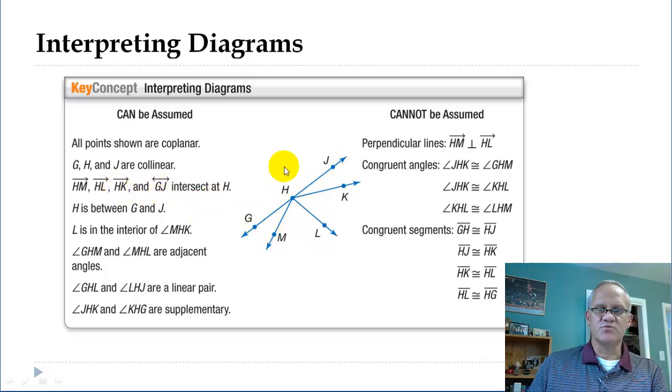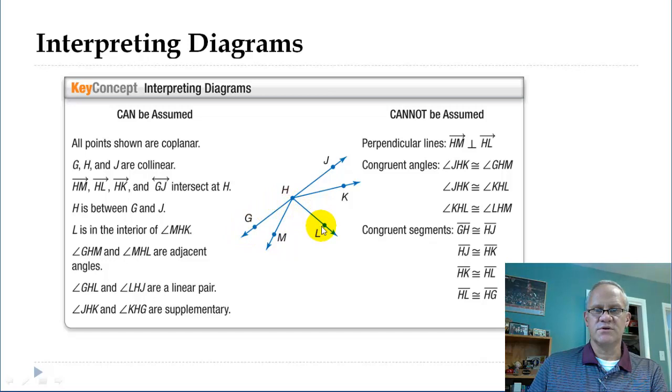You can see all of these rays come together here at point H. So you can assume, yes, that's where they all come together, and one of them doesn't miss by just a fraction of a centimeter or something. H is between G and J, so if it looks like it's on the same line, it is, and it's in between there. L is in the interior of angle MHK, so it looks like it's in the middle of that, so it is. GHM and MHL are adjacent, so if you see right here, they look like they share that side, so they do. It's not like it's slightly off.